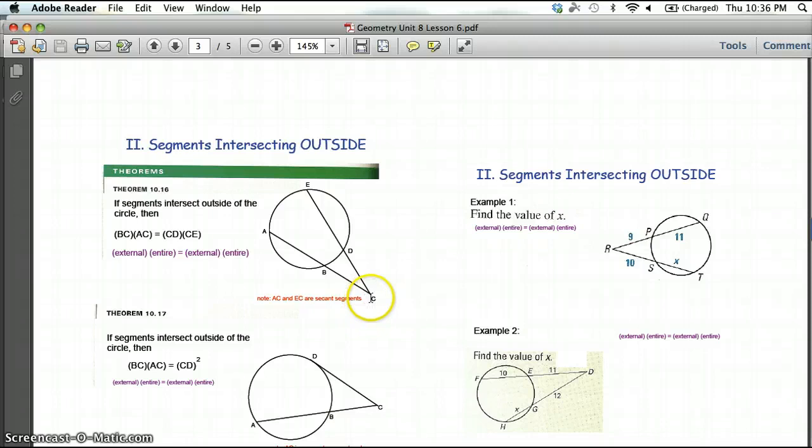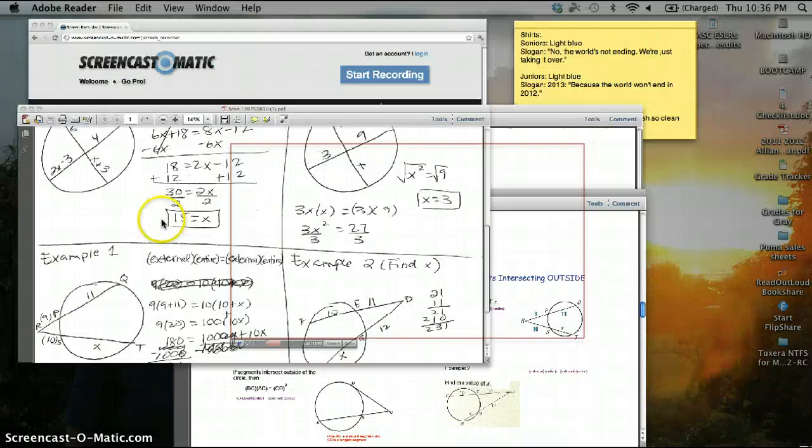So that means that we're going to multiply B times C is equal to D times C. So not just B times C equal to B and A. We're actually going to do BC, which is our external, times our entire length, which is AC. And that's going to equal D times C, our external, times our entire length, which is E times C. So let's go ahead and look at some examples.